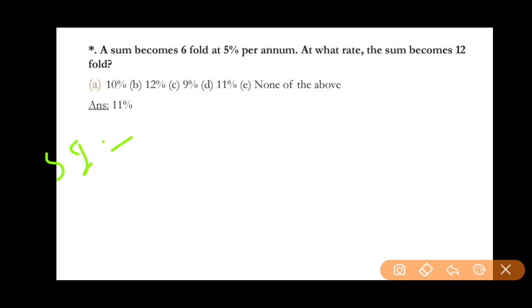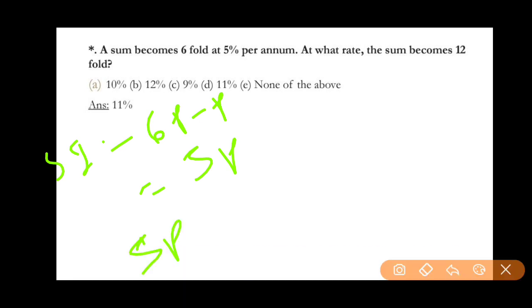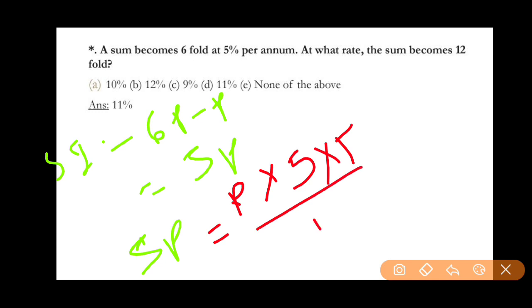So simple interest is equal to 6p minus initial p, that would be 5p. After calculating 5p, you just put it in the original formula of simple interest, that is PTR by 100. Then, in place of simple interest I am putting 5p, and in place of PTR, p into 5 is the interest, into time. Time is not given over here, so it would be t only, by 100.